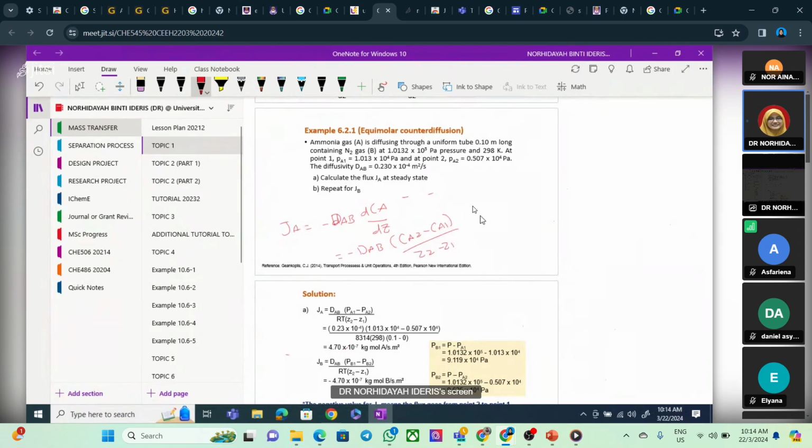Okay, so if you would like to change it into CA1 minus CA2, then this negative sign will be eliminated. DAB is equal to CA1 minus CA2 over Z2 minus Z1. So this is the equation when you are dealing with the liquid, right? When you are dealing with the pressure, as I mentioned before, then you change into PA1 minus PA2, but this RT will emerge inside the equation, coming from the correlation PV is equal to nRT. Okay, so look at the question here.